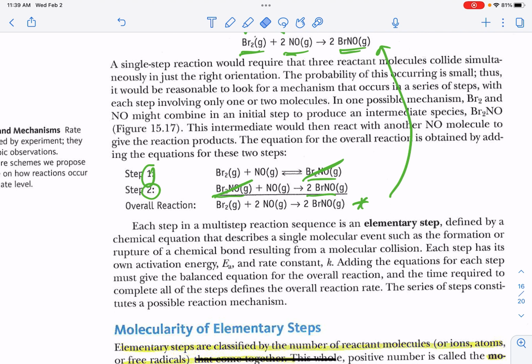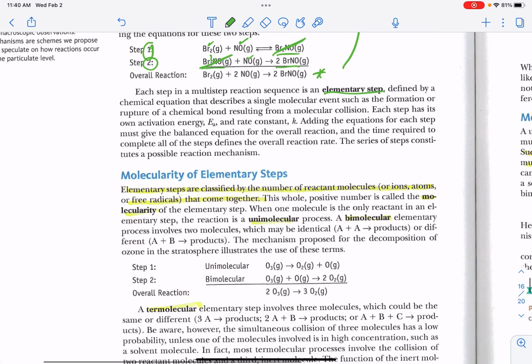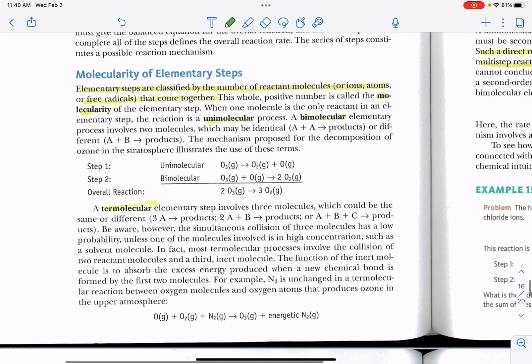Each one of these steps is called an elementary step. So we have one elementary step, we have the other elementary step, and that produces the overall reaction. And you might see that both of these steps only require two molecules to collide with each other. This one and this one in the first step, this one and this one in the second step, and that is a much more likely scenario. Now, we have names for this, of course.